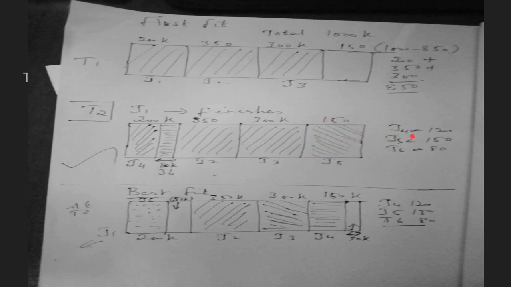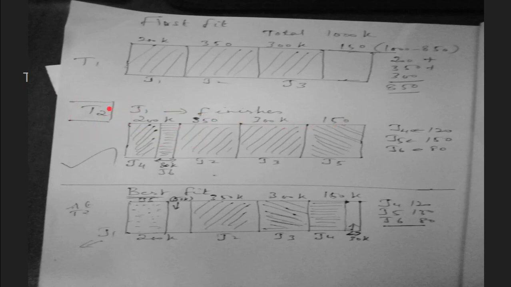Now jobs J4, J5, J6 arrive after J1 finishes its process, and these jobs J4, J5 and J6 enter the queue. So now the scenario is we have to find out, during the first fit or during the best fit, how the sequence is possible, which is suitable for the scenario. So now taking the scenario at time T2, this is happening now.